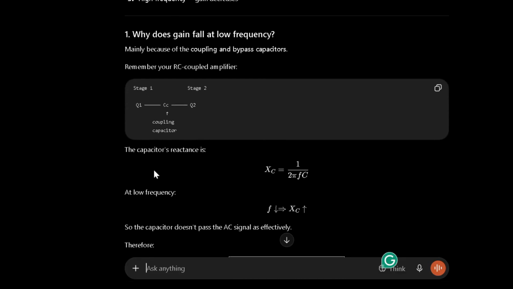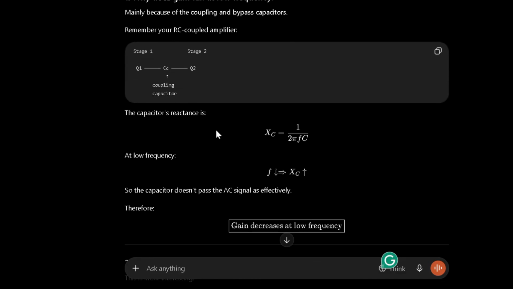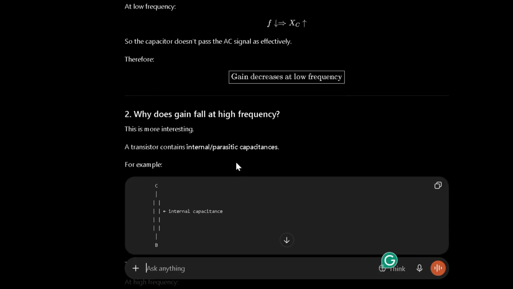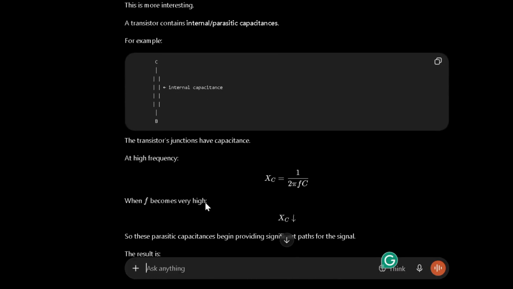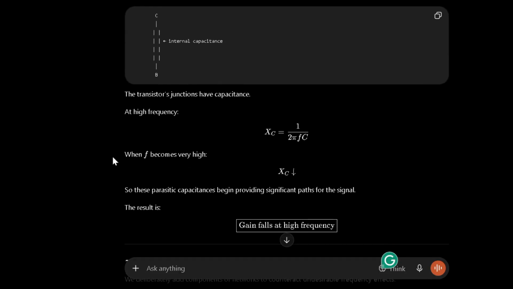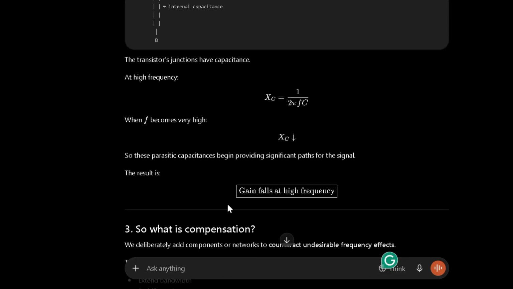Why does the gain fall at high frequency? This is the more interesting one. A transistor contains internal parasitic capacitance. For example, the transistor junctions have capacitance. At high frequency, when f becomes very high, the capacitive reactance decreases. So these parasitic capacitances begin providing a significant path for the signal. The result is gain falls at high frequency. So what is compensation?